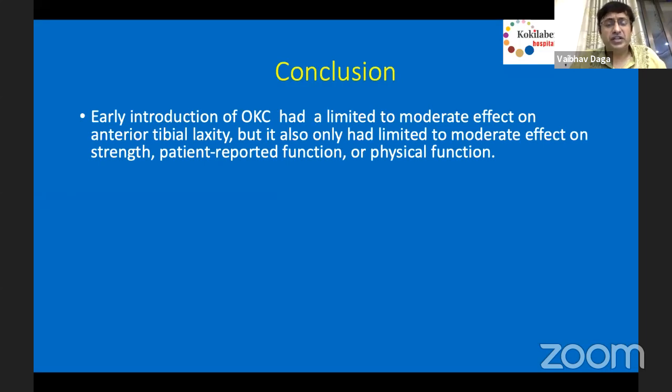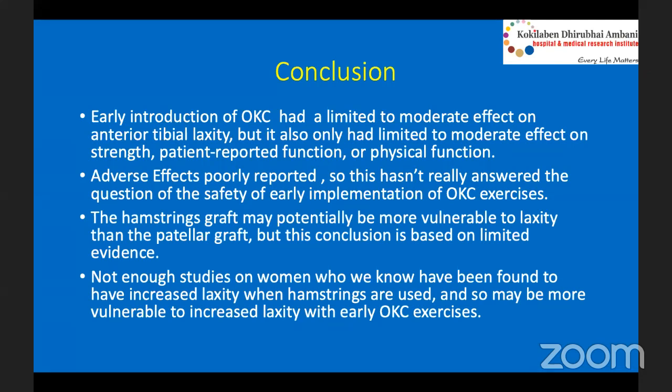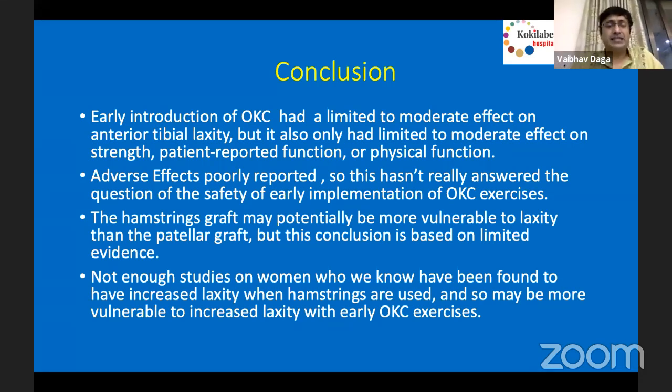Conclusion: early introduction of open kinematic chain exercise has a limited to moderate effect on anterior tibial laxity, and it also only had a limited to moderate effect on strength, patient-reported function, or physical function. Adverse effects were poorly reported, so this hasn't really answered the question of the safety of early implementation of OKC exercises. The hamstring graft may potentially be more vulnerable to laxity than the patellar graft, but this conclusion is based on very limited evidence in the literature.